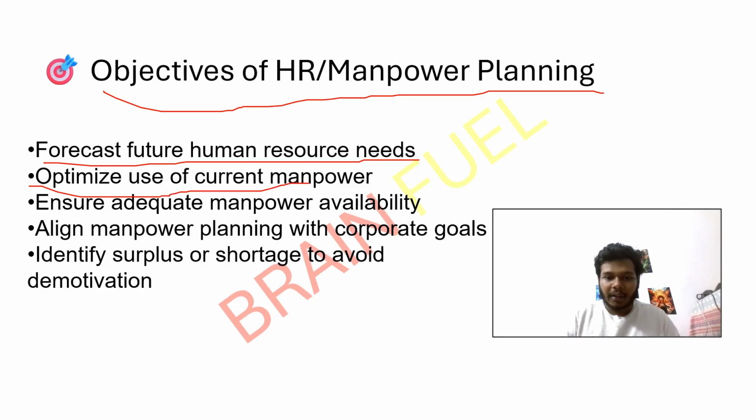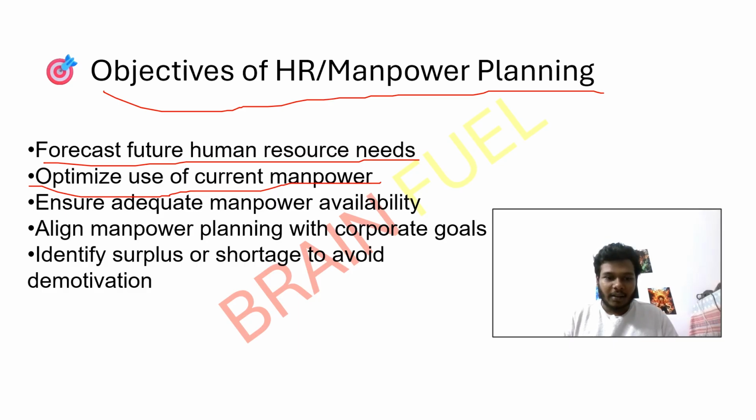Optimize use of current manpower. See, if there are 80 laborers and only 60 are working for you and 20 are taking rest, roaming here and there, doing their household works, we have to look over them and see if they are doing their exact work or not.